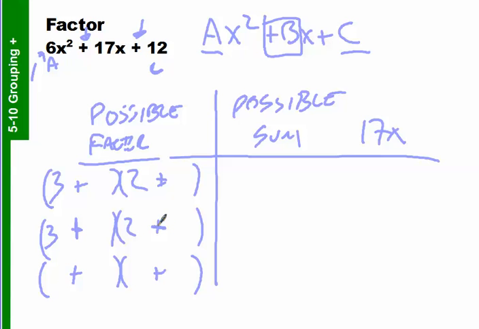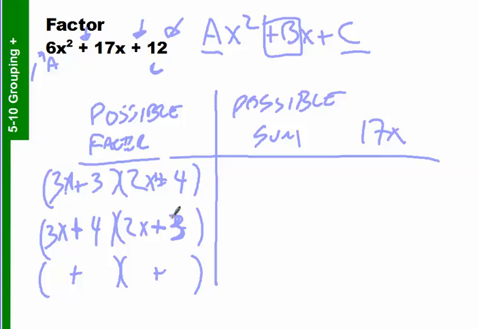And I know I'm going to have an x here, because x times x is x squared. So then, what times what is 12? Well, 12 gives me a lot of options. I have 3 times 4, 2 times 6, 1 times 12. I'm going to go with the 3 and the 4 version. And I'm going to switch it, and I'm going to see if it works.